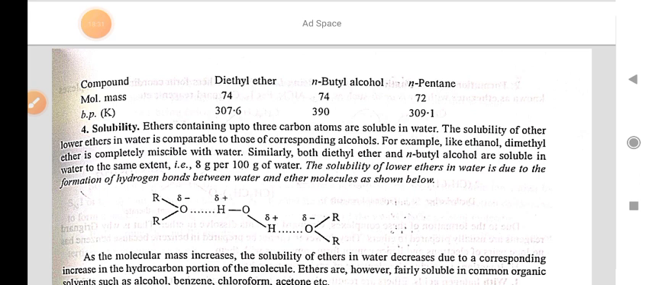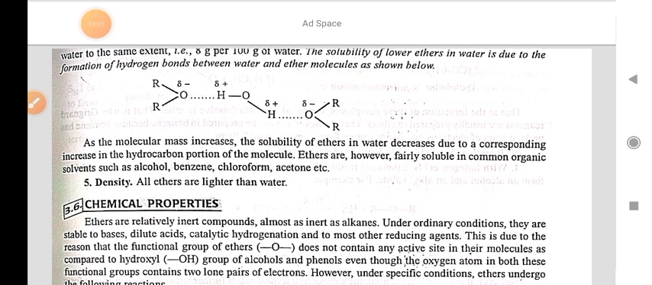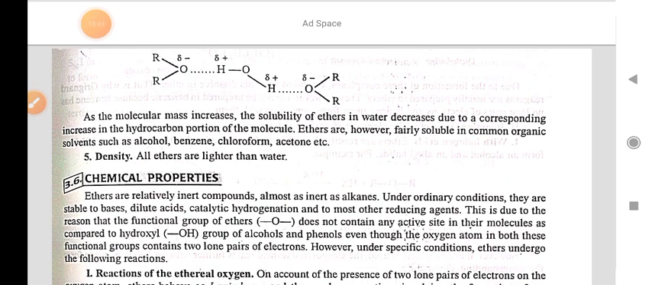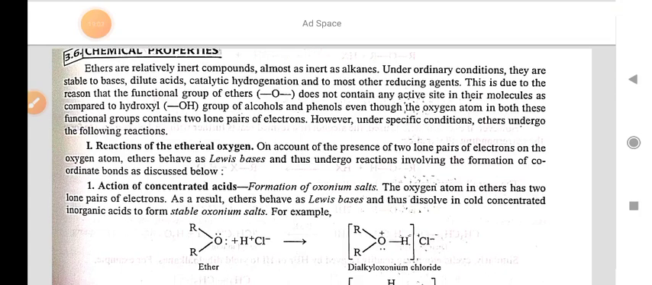100 gram of water. The solubility of lower ethers in water is due to the formation of hydrogen bonds between water and ether molecules. As the molecular mass increases, the solubility of ethers in water decreases due to a corresponding increase in the hydrocarbon portion of the molecules. Ethers are, however, fairly soluble in common organic solvents such as alcohol, benzene, chloroform, acetone, etc. Density. All ethers are lighter than water.